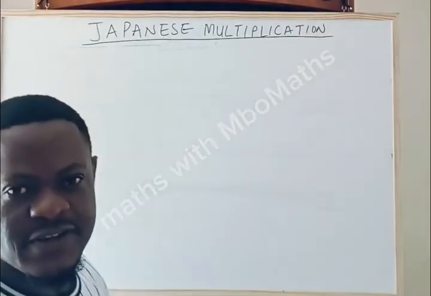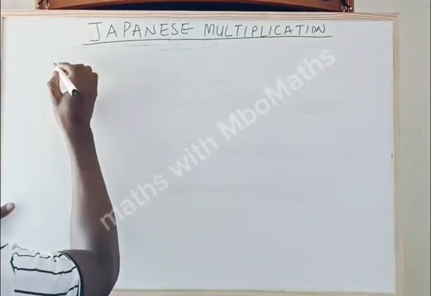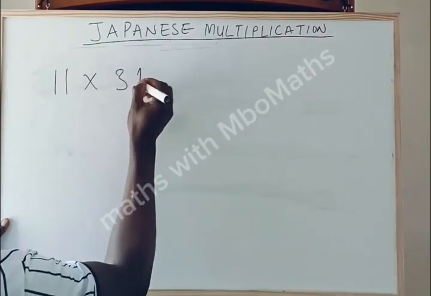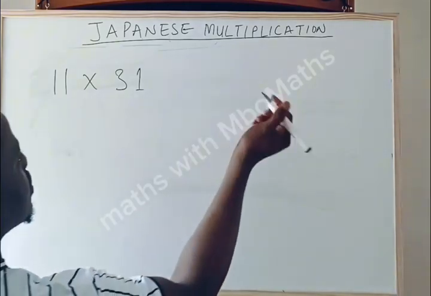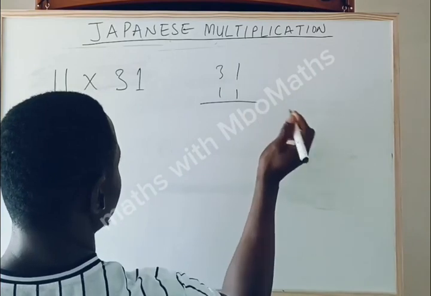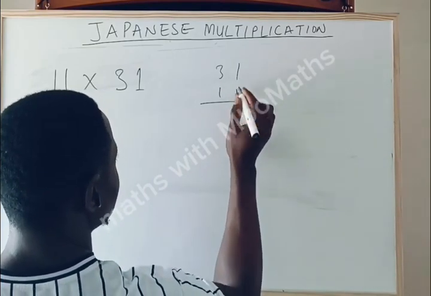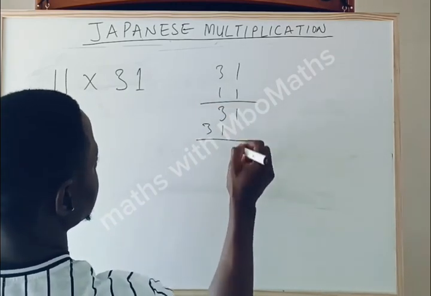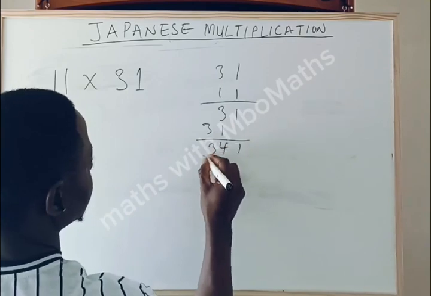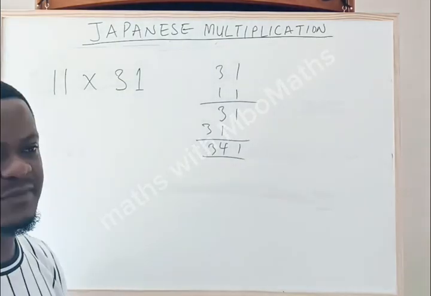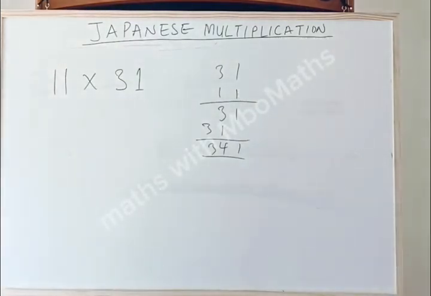So for instance, let's look at this example. Let's say 11 times 31. In our usual way, we'll have 31 by 11, and we'll have 1 by this one, we'll have 3, we'll have 1, we'll have 3, and we go this way, we have 1 4 3, right? But if we are to go by this Japanese multiplication method, they use lines to denote it. So let's get down to it and see how it's done.